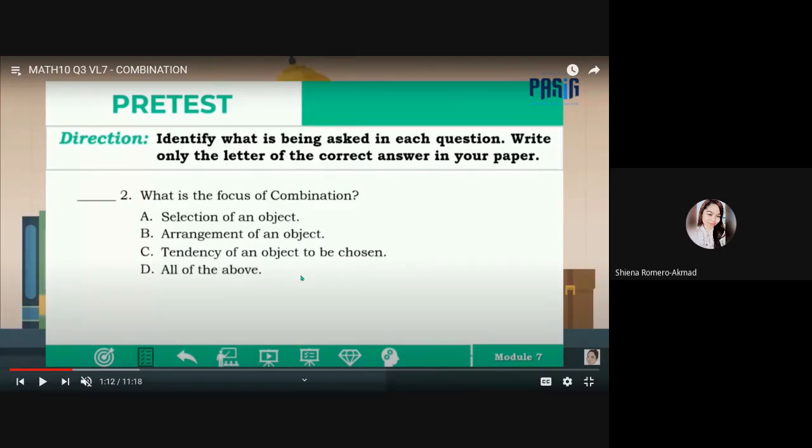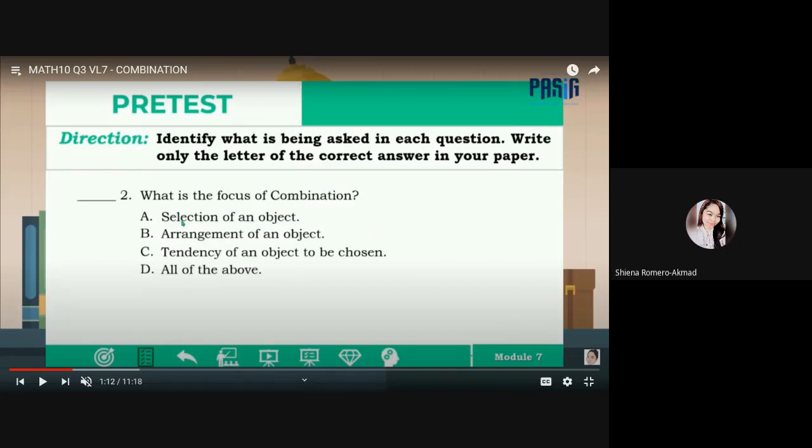Hindi siya binibase sa arrangement. Therefore, kahit alin yung iselect mo, okay lang. Okay? Walang kinalaman kung sinong nauna mong pinili, sinong pangalawa, pangatlo, and so on. Hindi tulad ng letter B. Sa letter B kasi, it involves permutation. Kasi sabi, arrangement of an object. Okay? Unlike letter A. You are just selecting.